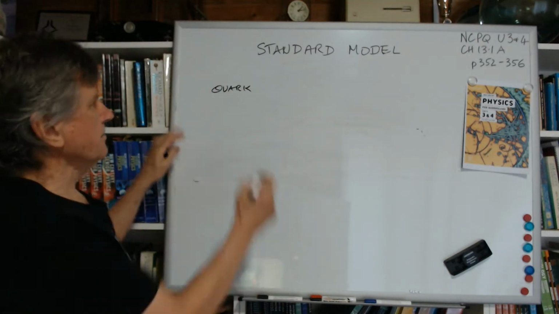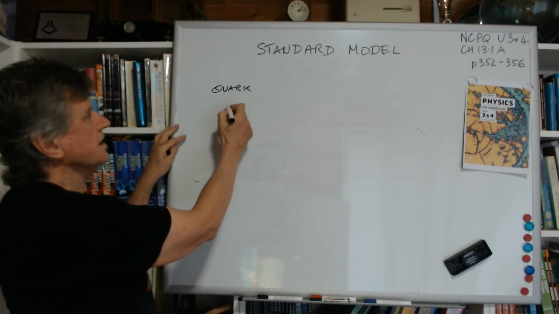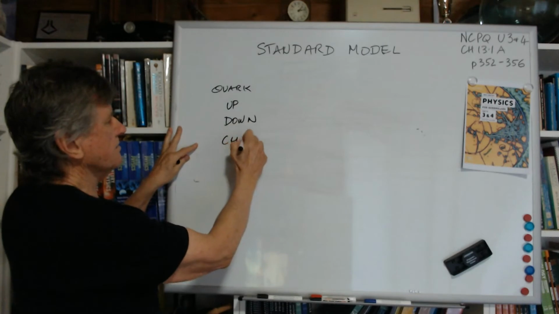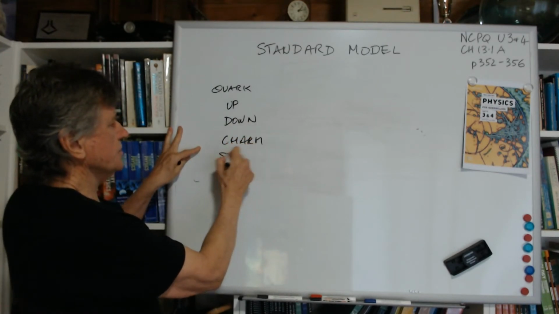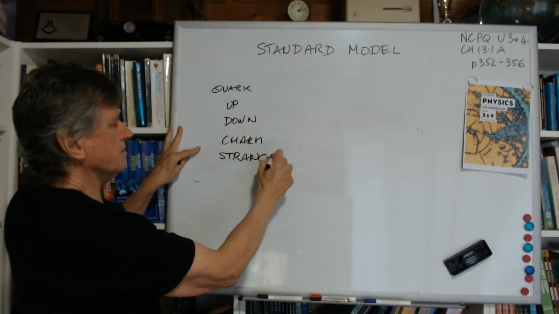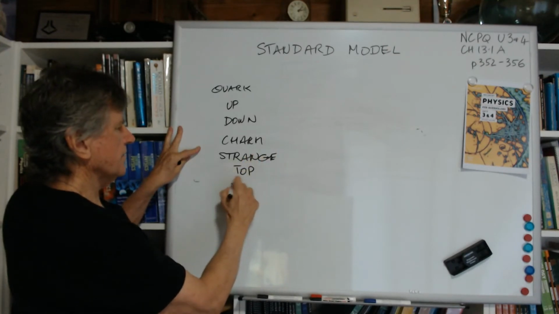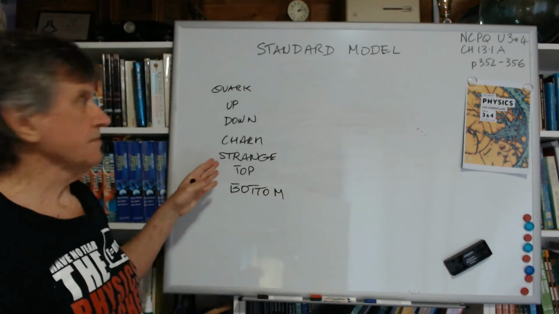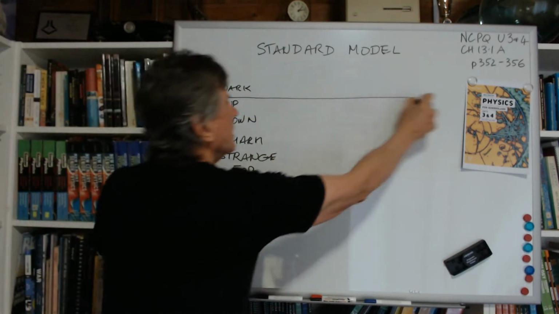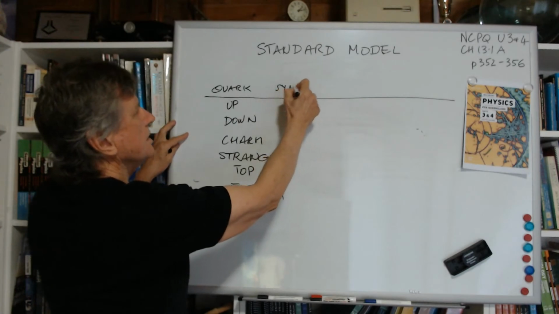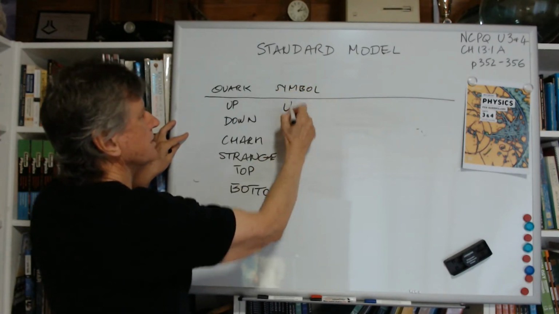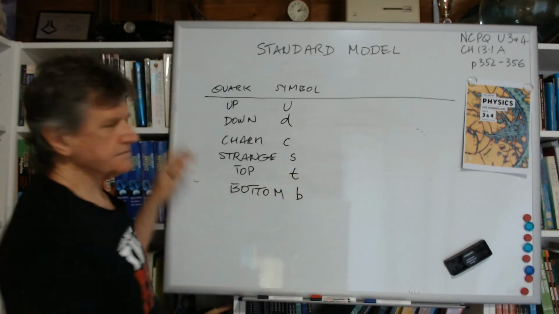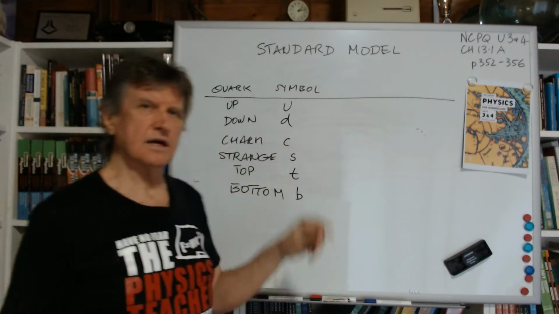Now, there are 6 types of quarks. Now I'll just write these down. They're up, down, charm, strange, and top and bottom. Now, they're the names, and they have the symbol like this: up, down, charm, strange, top and bottom. Now, they're all lowercase letters for that.